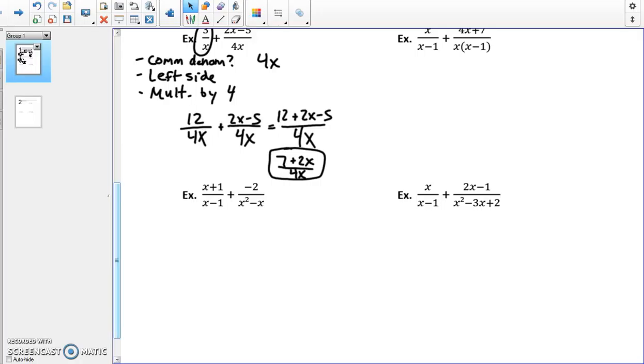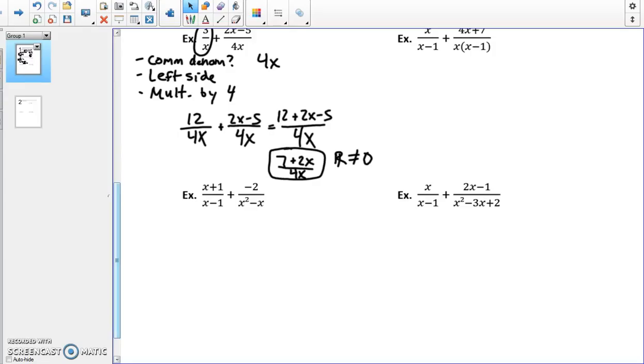Now, sometimes you might want to ask yourself, can you factor or simplify that anymore? The answer here is no. There's one more thing we have to be aware of, and that's domain restrictions. In this, the only thing that's going to cause us problems in the denominator is if x is equal to 0. So our domain is just that, real numbers not equal to 0.